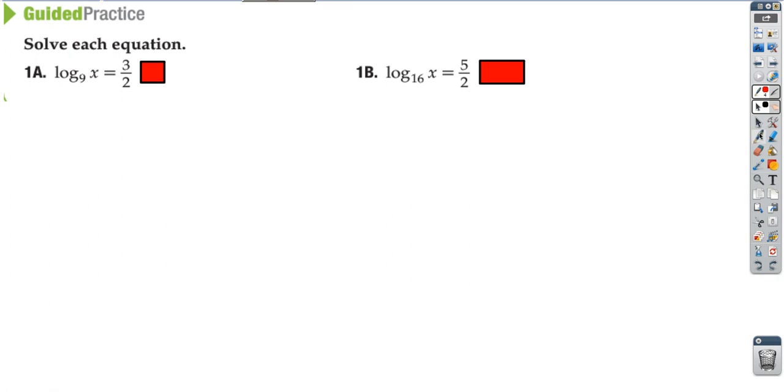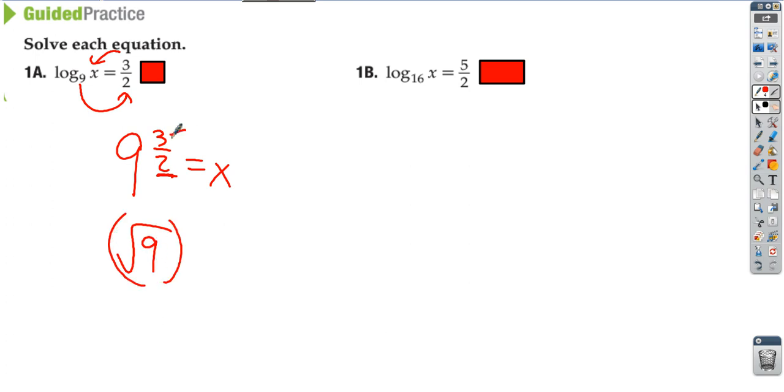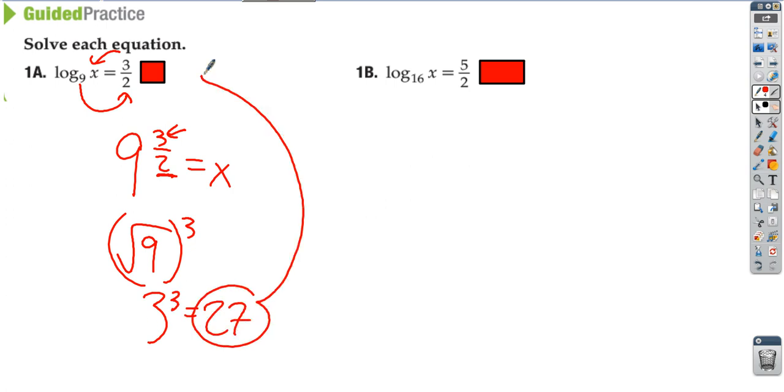Okay, let's do a couple more here. So let's take this number here raised to that power is going to equal that answer. So 9 to the 3/2 is equal to x. That means take this root, so take the square root of 9 and then raise it to that power. Square root of 9 is 3. 3 to the 3rd is 27. So that should be our answer for x. Should be 27, and it is.